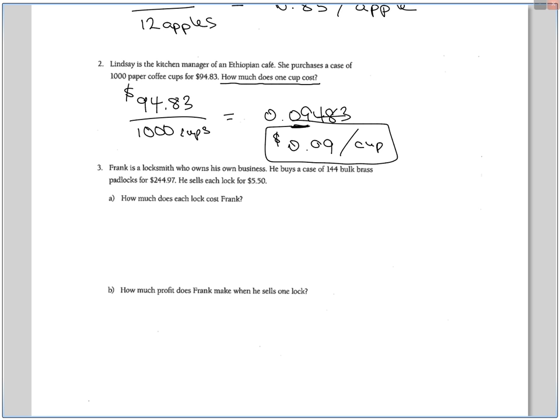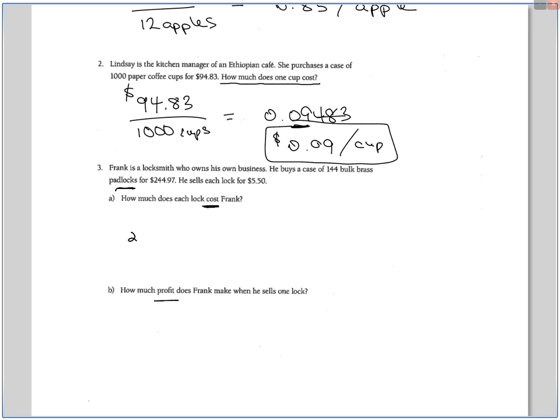Alright, locksmith buys a case of 144 brass padlocks. He sells each lock for $5.50. How much does each lock cost, Frank? Okay, so this is a good example of some basic business principles. For example, profit. Okay, so in order to calculate profit, he needs to know how much it costs. Okay, how much it costs for one lock.